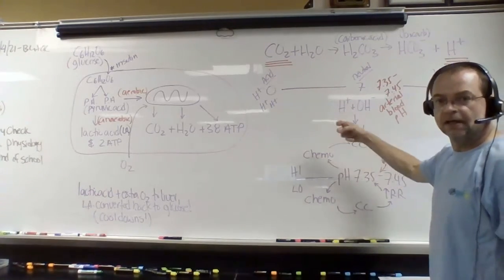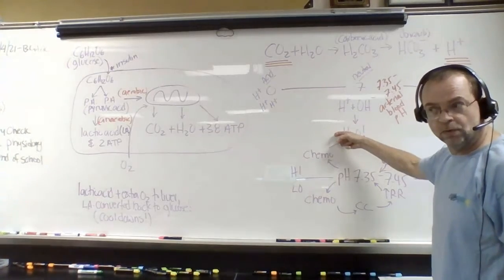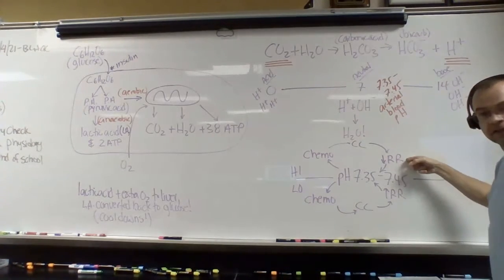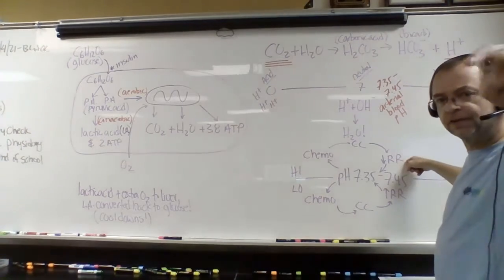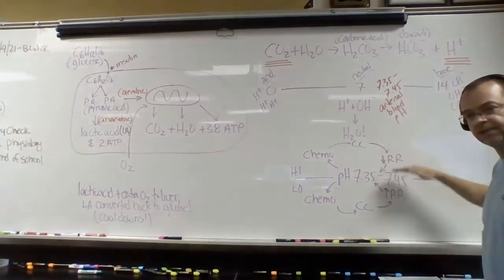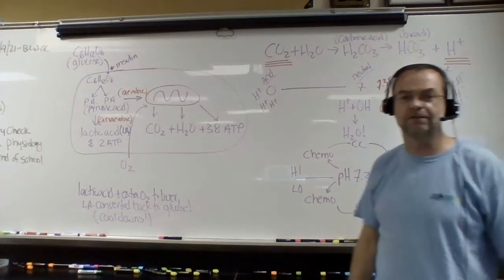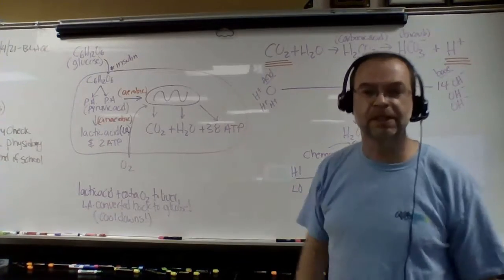Chemoreceptors sense it. The control center says, our pH is actually too high. We need to bring it down. So the control center says, lower our respiratory rate, breathe a little slower. And when you do that, you're going to bring our pH back down to the normal range of 7.35 to 7.45. So why is pH so important?